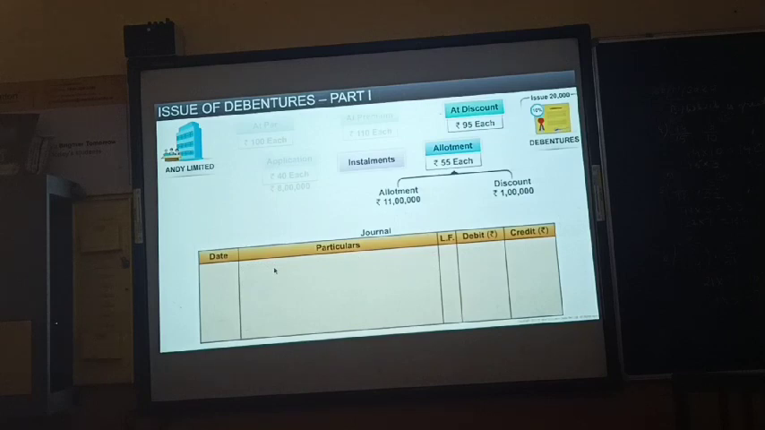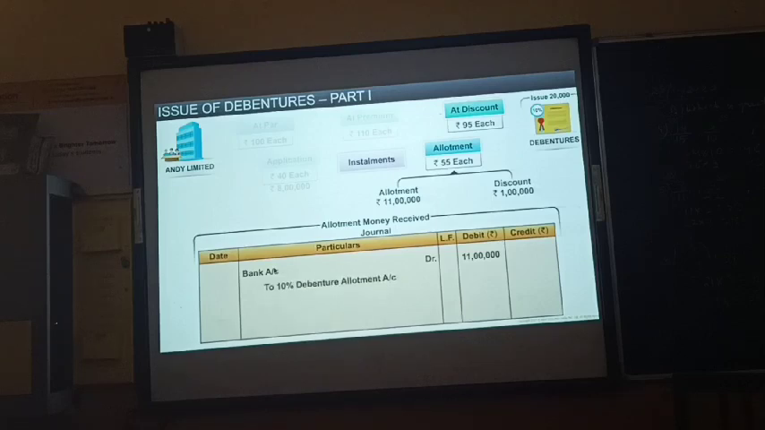Further, the fourth entry for the allotment money received in this case would be bank account, debit 11 lakh rupees, to 10% debenture allotment account, 11 lakh rupees. The narration for the entry would be amount received on allotment.